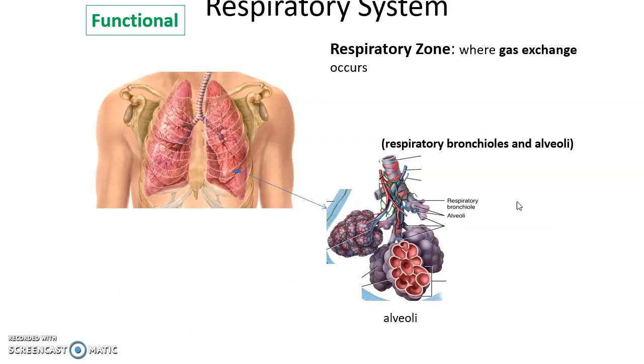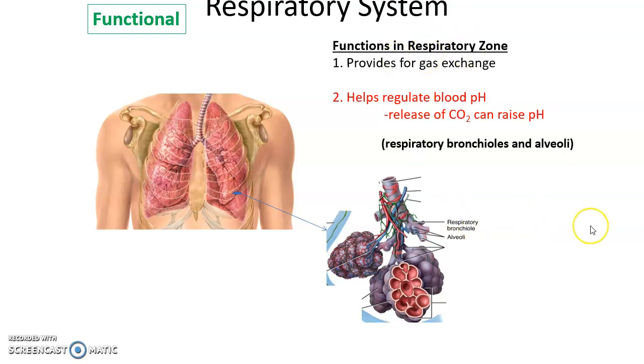The respiratory zone, the second zone, is where the gas exchange occurs, where oxygen leaves the air in the lungs, carbon dioxide arrives from the bloodstream. And this occurs in the respiratory bronchioles and the alveoli, these tiny microscopic structures found all throughout the lungs.